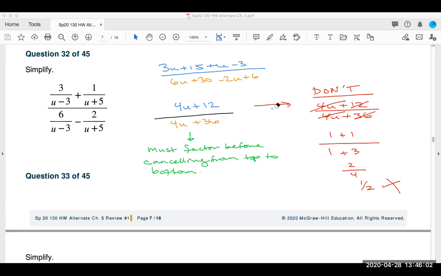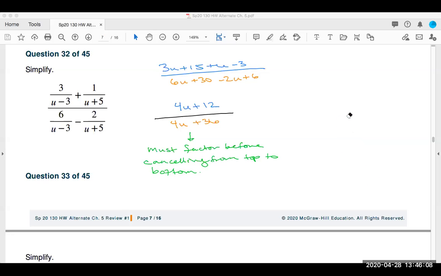So let me clear this out here. Okay, so then let's factor the top out. We're going to factor out a 4, and we're left with u plus 3. On the bottom, we factor out a 4, and we're left with u plus 9. So 4 cancels, and our final answer is (u plus 3) over (u plus 9).